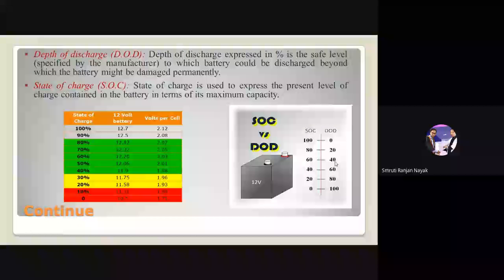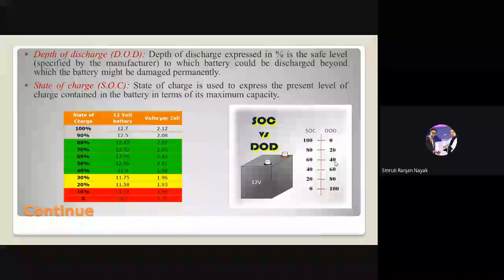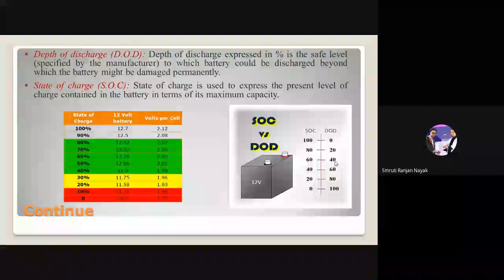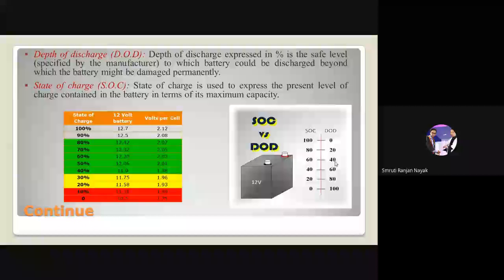Then there is another thing, depth of discharge or state of charge. It is one of the much more important things for you. So what is depth of discharge? Depth of discharge, expressed in percentage, is the level specified by the manufacturer to which the battery could be discharged, beyond which the battery might be damaged permanently.